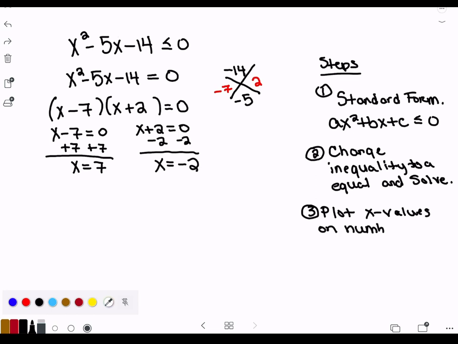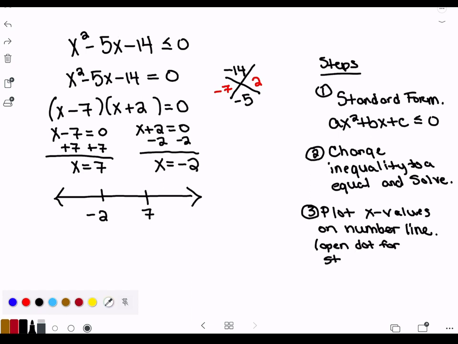Now, step 3 is to plot the x values on a number line. So I'm going to draw a number line, and I'm going to put the two numbers on the number line. I have to put them in order, so I put the negative 2 first and then the 7. And I need to make a decision on whether I should put closed dots or open dots. Based on the inequality, it says less than or equal to. That means I'm going to put closed dots on this. So at negative 2 and at 7, I'm going to put closed dots there. I only do open if it's a strict inequality.